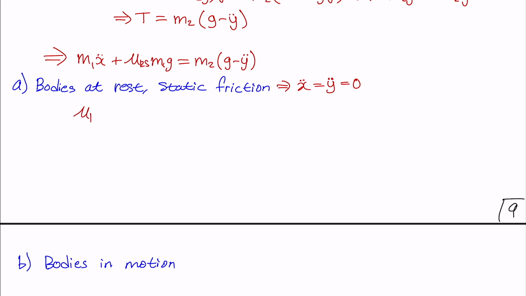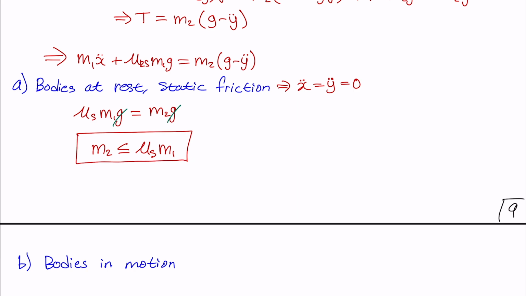in this case, this is mu s m1 g must be equal to m2 g. So conveniently, we can eliminate gravity from this. So gravity doesn't play a role in this. It all has to do with the masses. And honestly, at this point, we'll find here that M2 must be less than or equal to mu S times m1. That is our answer, and if you go in and you plug in all the numerical values, you'll find here that m2 must be less than or equal to 0.6 kilograms.